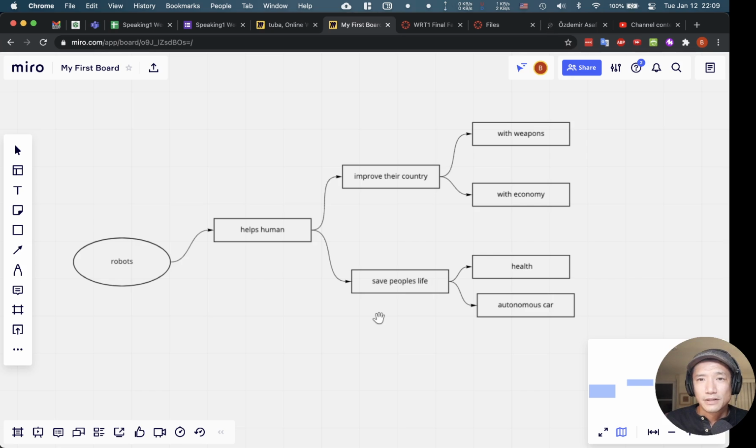And even if you don't make those your topics, like improve the country with weapons, okay, so maybe you can go deeper into what weapons are, drones versus, I don't know, attacking robots or something, and then from drones, even more information, right? So by using something like this, you can go further down into your information, and you can write an essay about it.